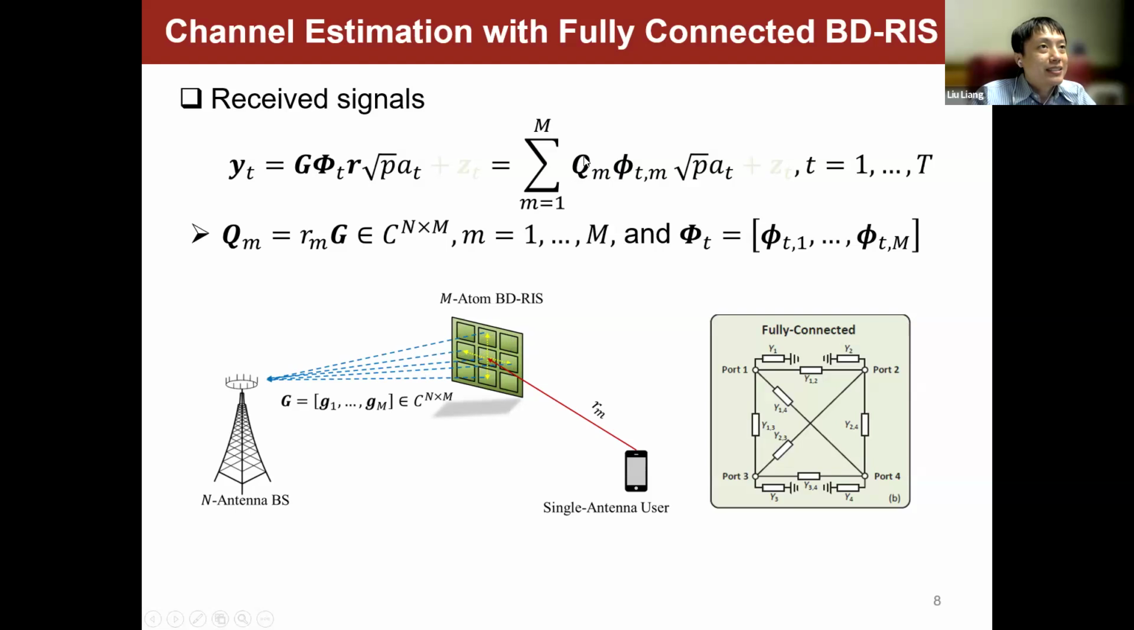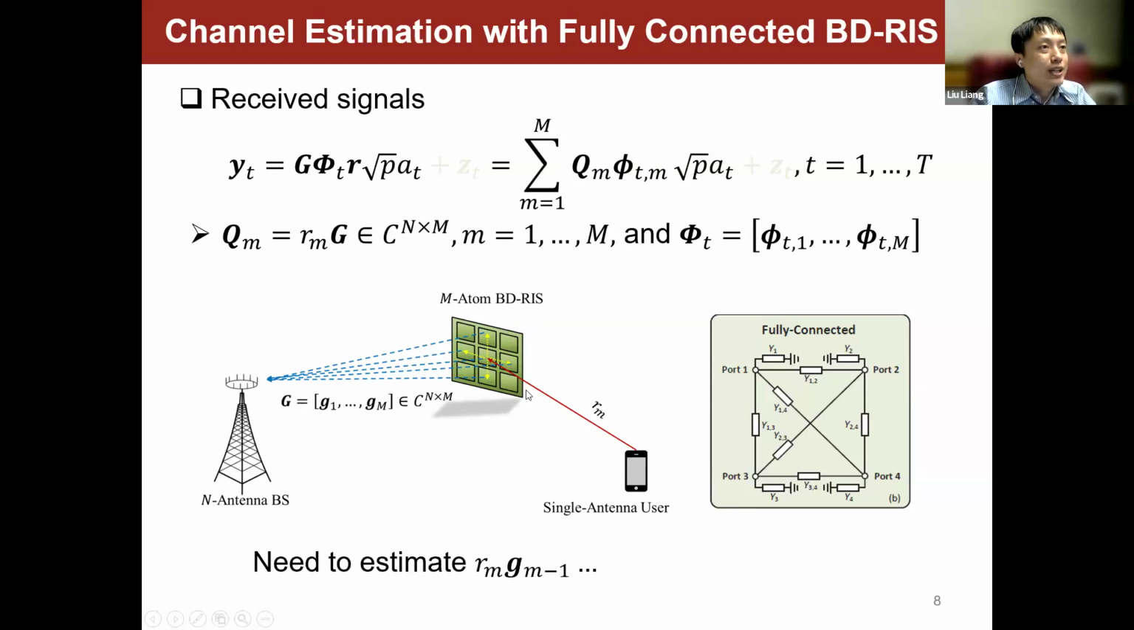So now we can see that the cascade channel's dimension is higher. This is QM, the product of Rm and G. And this is the received signal contributed by the signal received by element M. And we add all the M elements together. This is the received signal at the base station. And we need to estimate this QM for channel estimation.